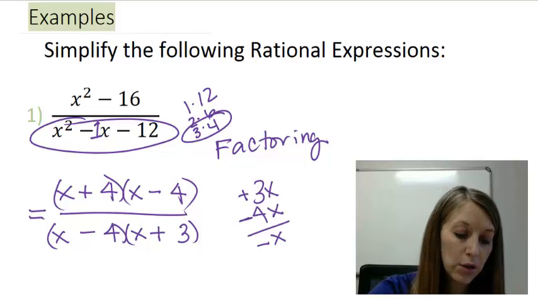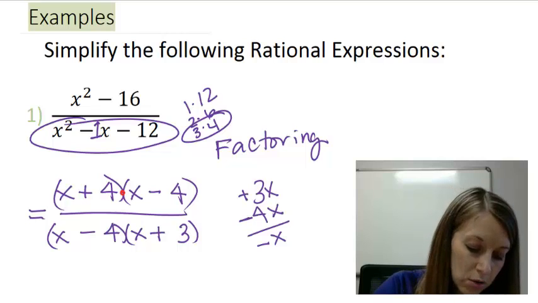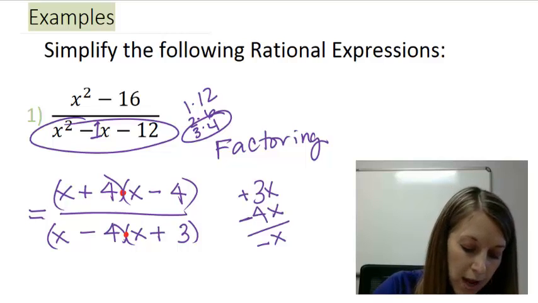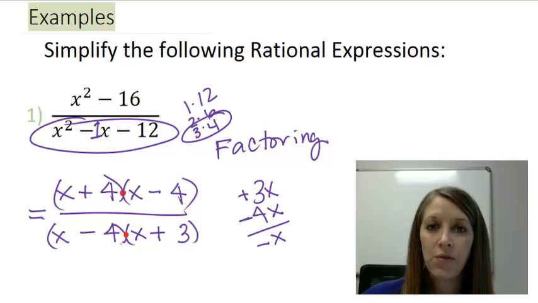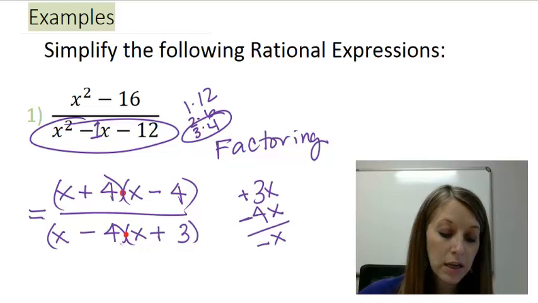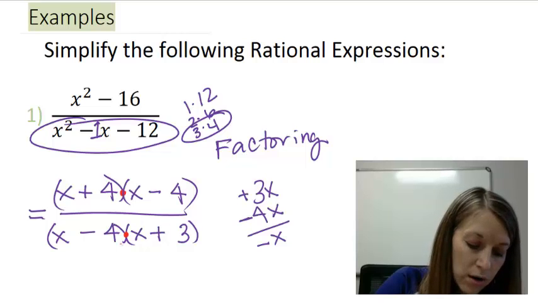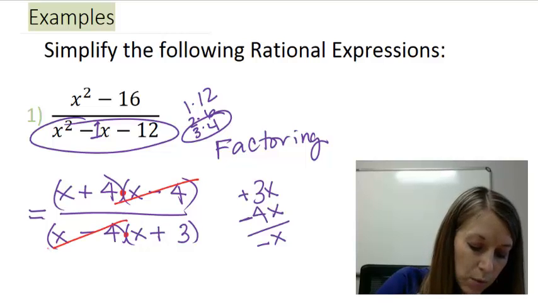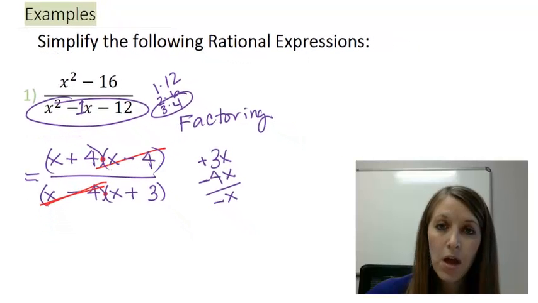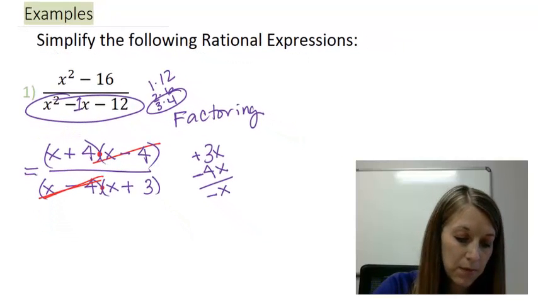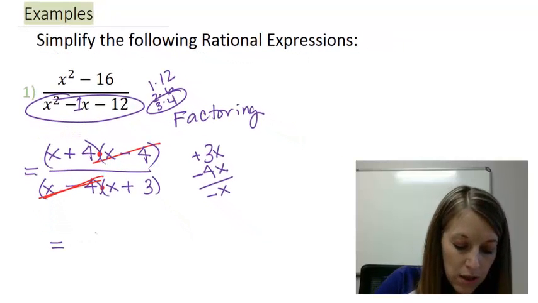So notice that you've taken things from addition and subtraction format into multiplication format. So that's what factoring does for us. So now we can cancel out any like factors. And this x minus 4 matches exactly with this x minus 4. So those cancel completely. That leaves me with an x plus 4 in the numerator and an x plus 3 in the denominator.